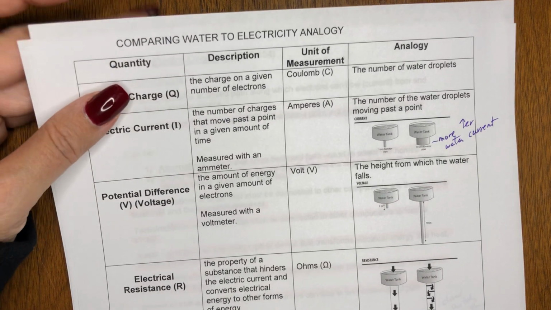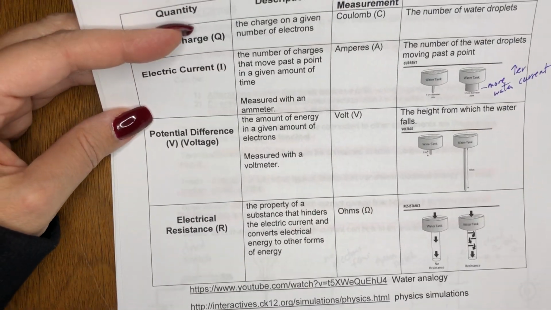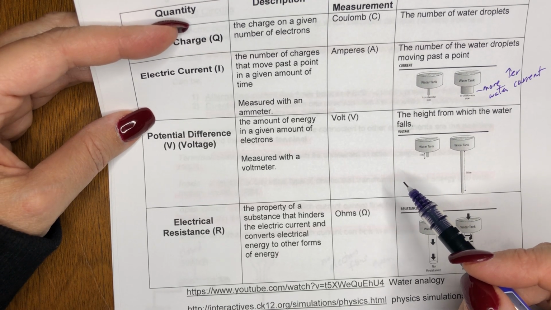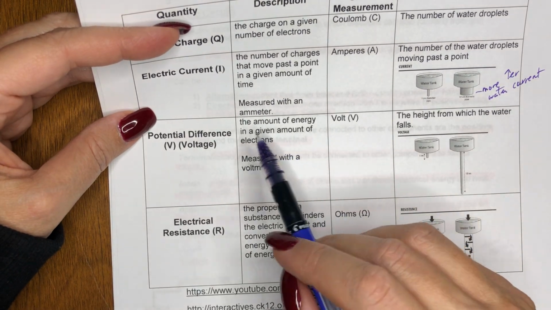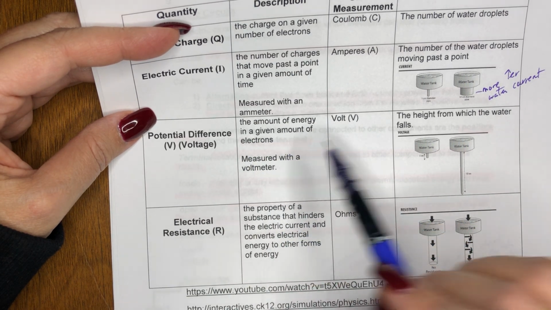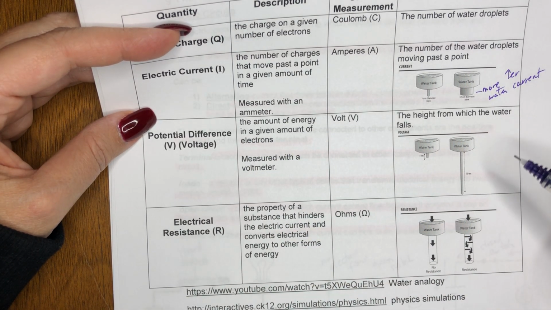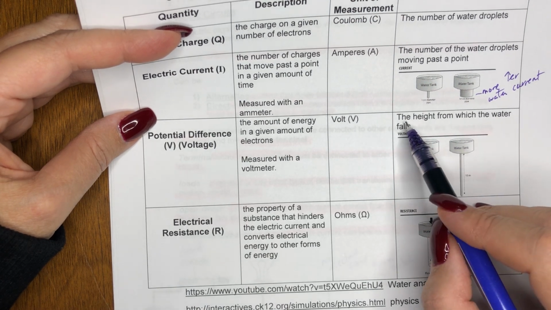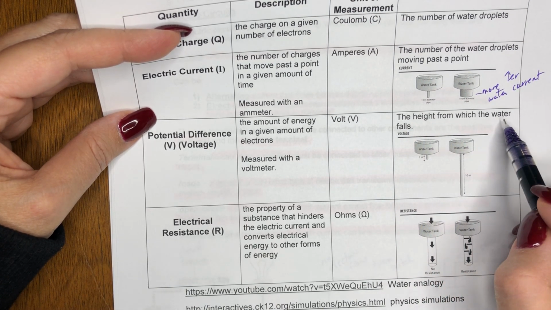So the next value we're going to look at is potential difference. Potential difference is also known as voltage, and the unit is V, the volt. This is the amount of energy in a given amount of electrons, and we measure this with a voltmeter. We could compare voltage or potential difference to height, which is like potential energy, energy of position, the height from which the water falls.